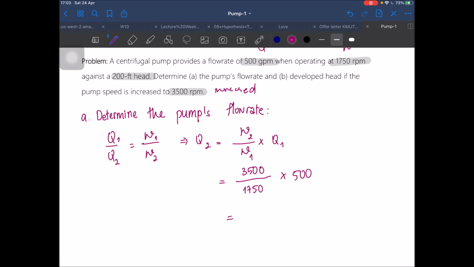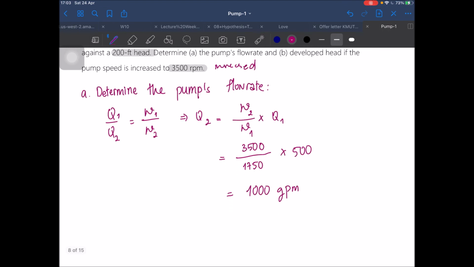There must be something wrong with my calculator. Okay. It's really 1,000. Nothing is wrong, so why is it so large? And then we can find for B, it says determine the developed head if the pump speed is increased. So the developed head is the H2, after everything is settled.